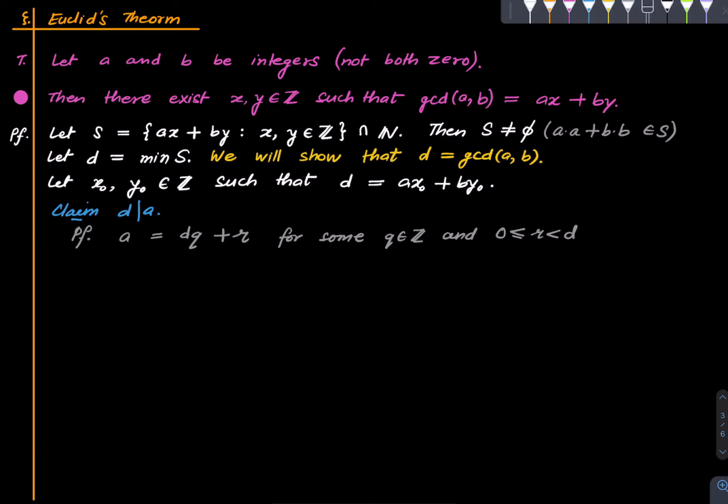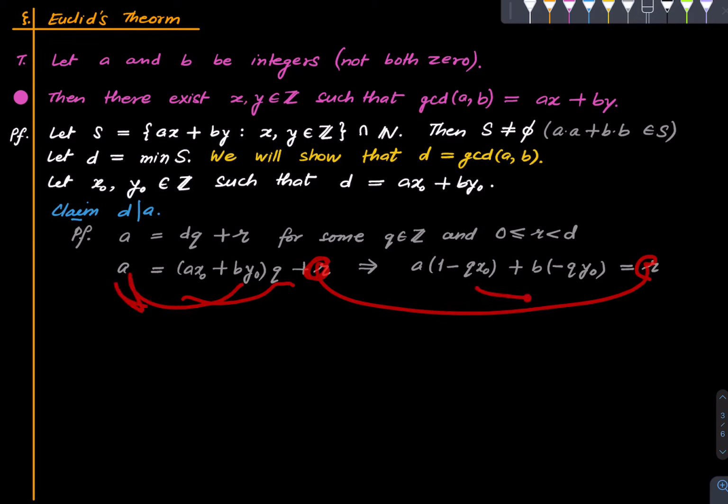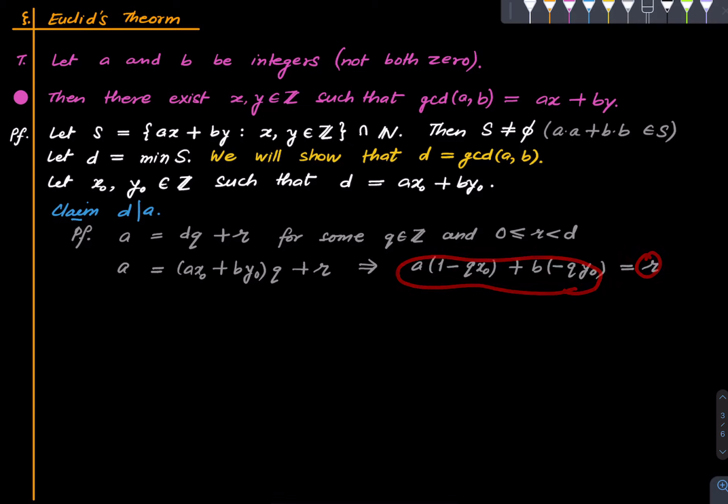So now we just use this expression for d. So a = (ax₀ + by₀)q + r, which implies a(1 − qx₀) + b(−qy₀) = r. Is that correct? Yeah, that is fine. All I did was shuffle things around: put r on the right side and take everything on the left side. So we see that r can be written as an integer linear combination of a and b. That's what this says.